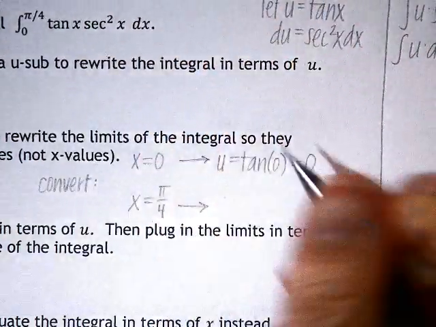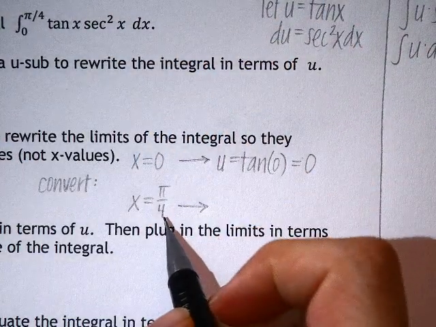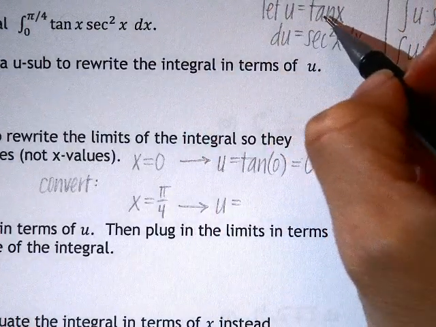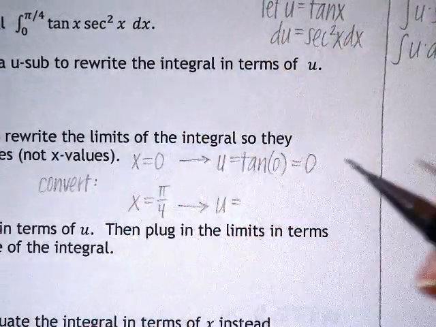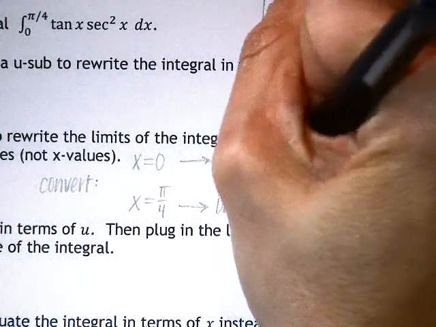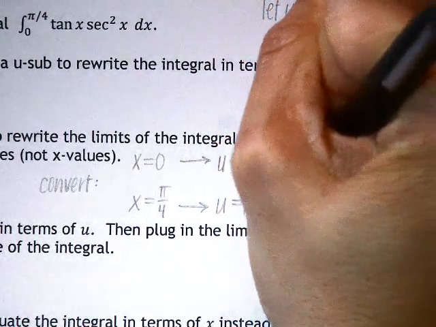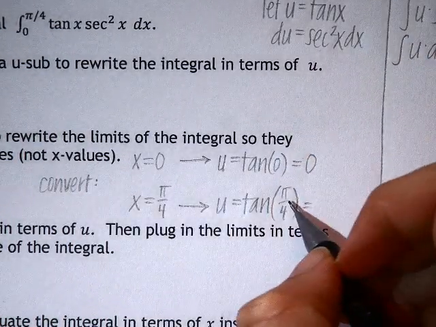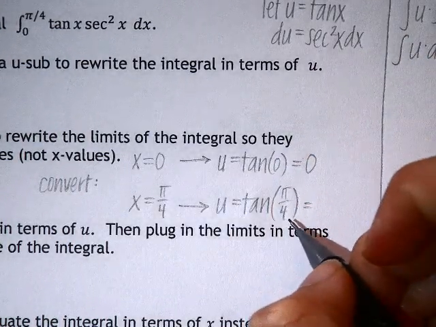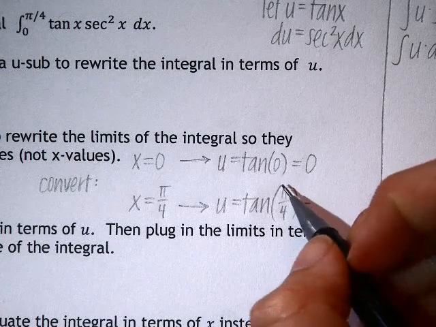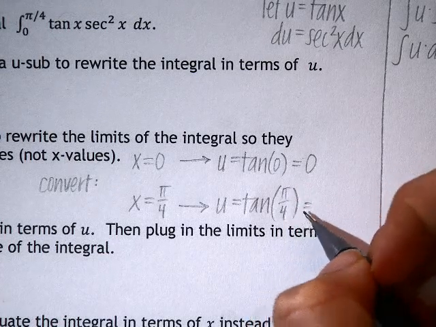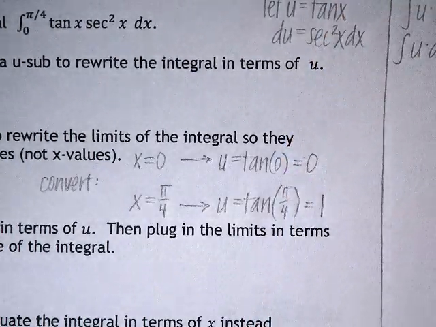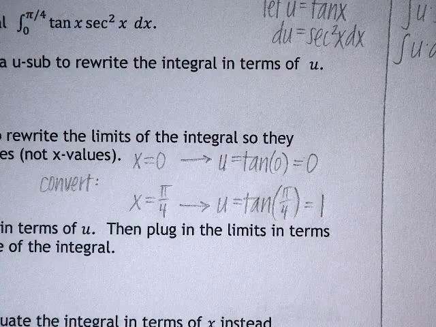To convert the other original x coordinate, pi over 4, I again will go back to my side work, my u equals tan x. So to convert pi over 4, I'll call this u equals tan pi over 4. And then I have to do a quick conversion here too. Tan of pi over 4 is sine pi over 4 over cos pi over 4. Sine pi over 4 is root 2 over 2. Cos pi over 4 is also root 2 over 2. So this is kind of a nice tangent. It would be 1. Now notice what I've done.